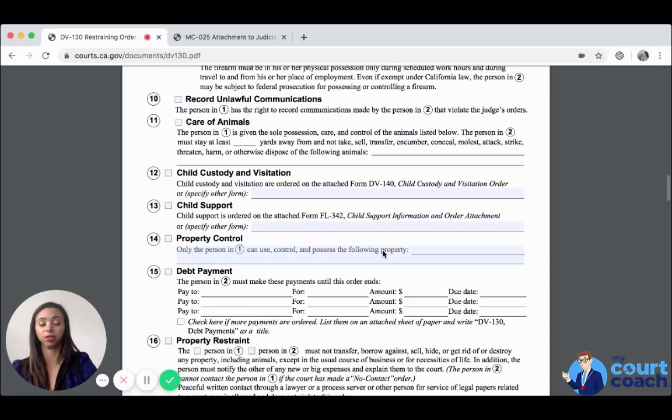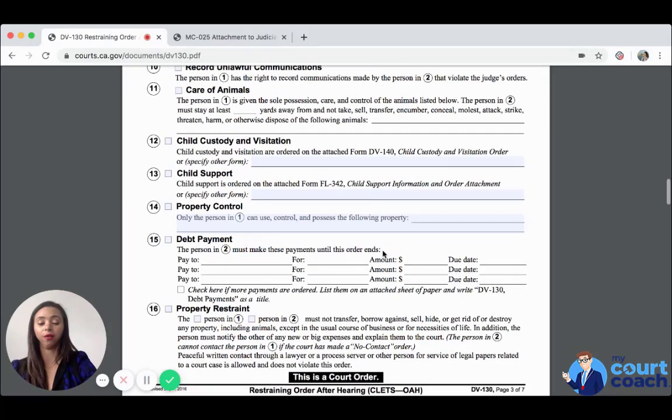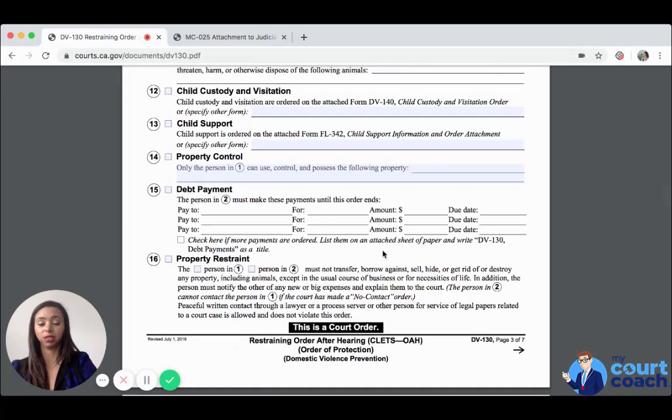If the court is actually going to complete that part for you, they'll also complete the section 16 about the property. This typically applies to married couples. So they can't transfer, borrow against, sell, hide, get rid of, or destroy any property, including animals, except in the usual course of business or for the necessities of life. In addition, the person must notify the other of any new or big expenses and explain them to the court.